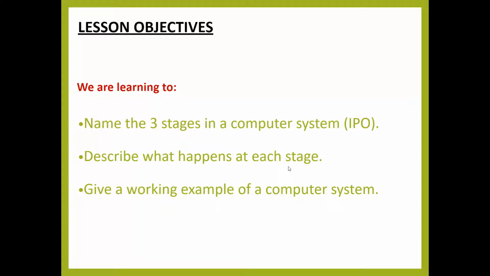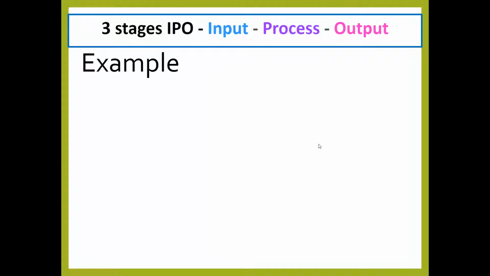In this session, we're going to be looking at the three stages in the computer system, or IPO. We're going to be able to describe what happens at each stage of the IPO process and give a working example of a computer system. So, what on earth does IPO actually stand for? IPO stands for Input, Process, and Output.